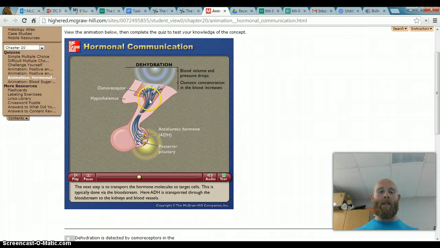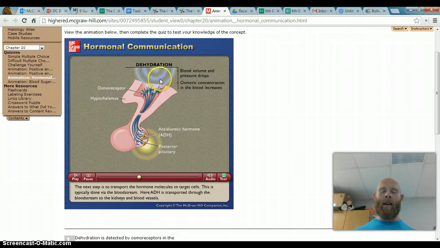Starting with the hypothalamus, you have different receptors. This osmotic concentration, blood pressure, you have baroreceptors or pressure sensors, you have chemoreceptors, which are chemical receptors. So again, you got all kinds of little receptors all throughout your body that can pick up signals, and it's all about helping you maintain homeostasis and proper functioning.